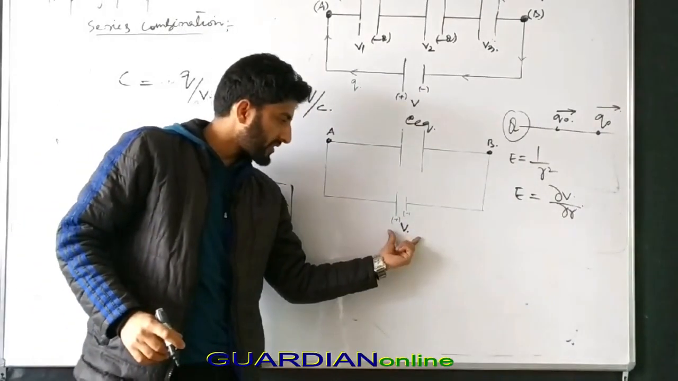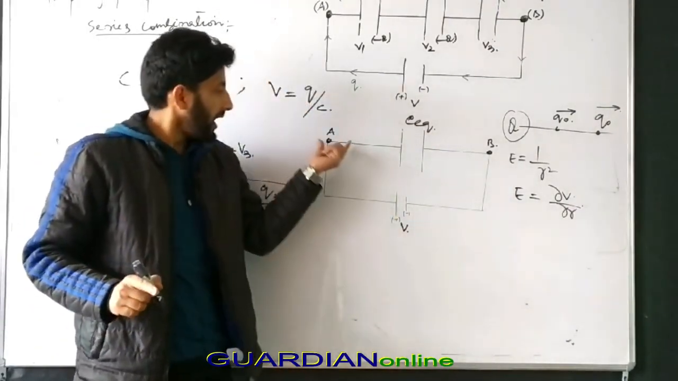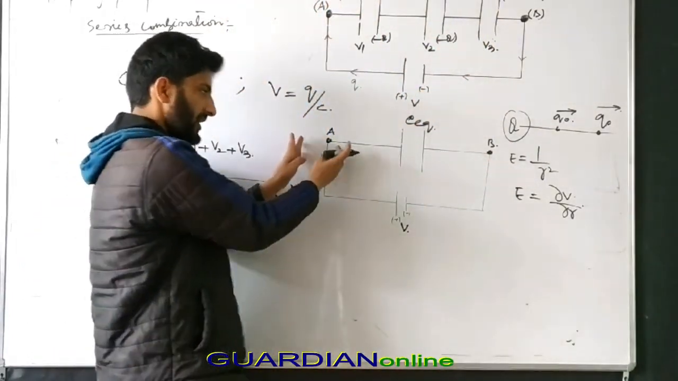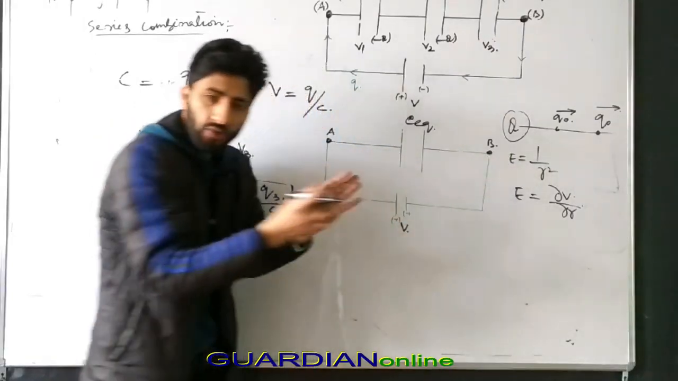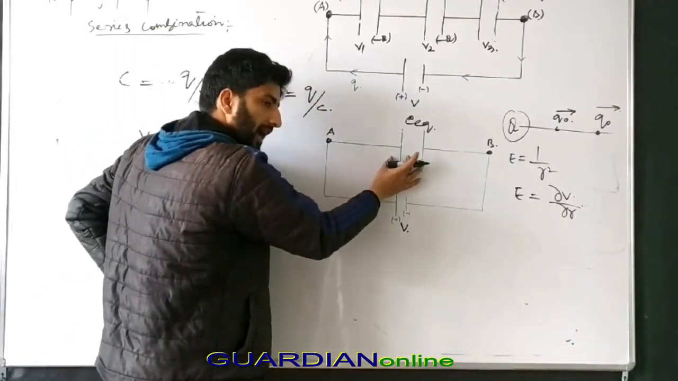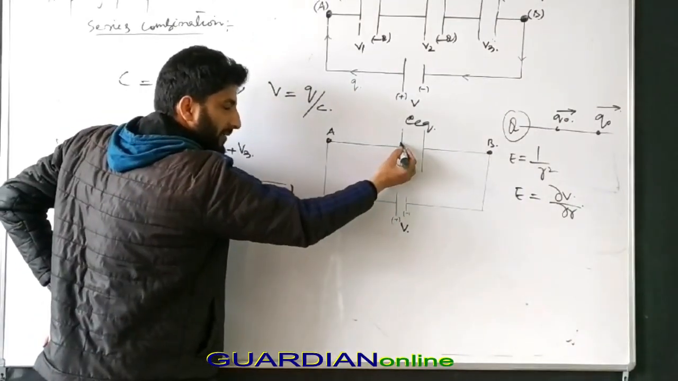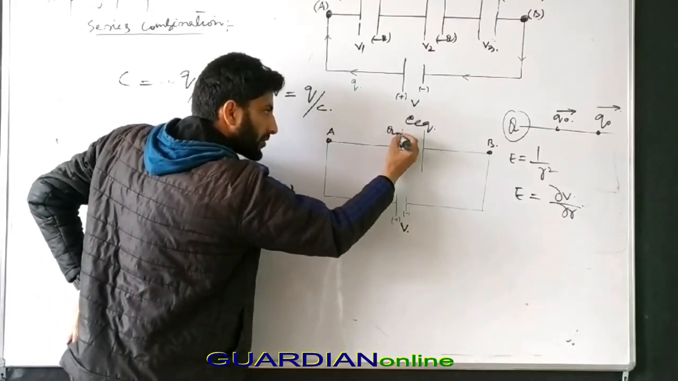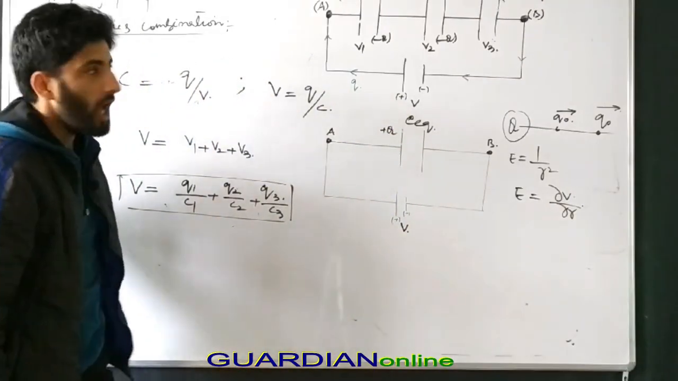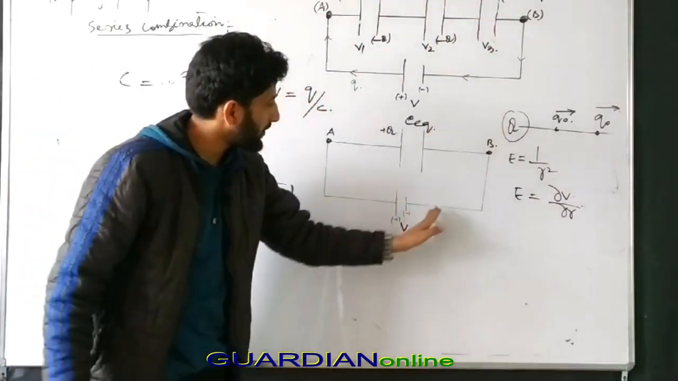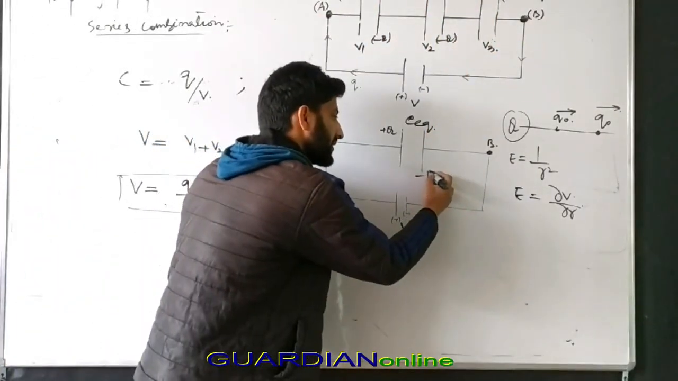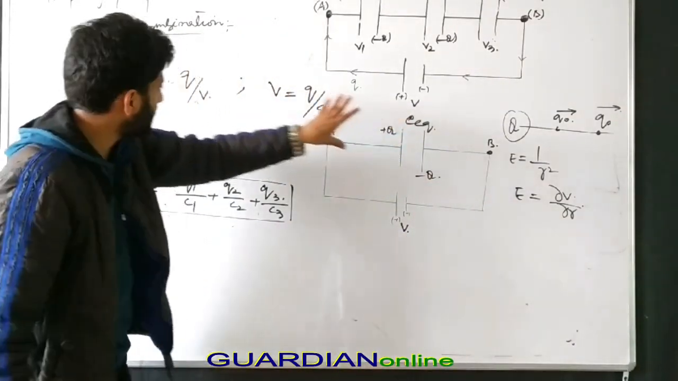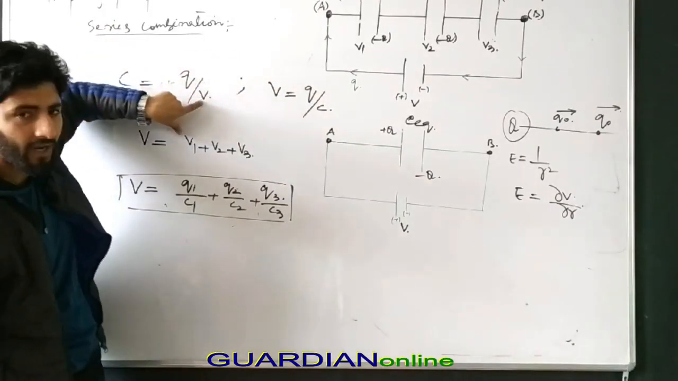You apply this potential V across points A and B, and the same charge is generated as by the battery: the same amount of positive charge on one side and negative on the other. Using the general formula, C equivalent is equal to Q divided by V.